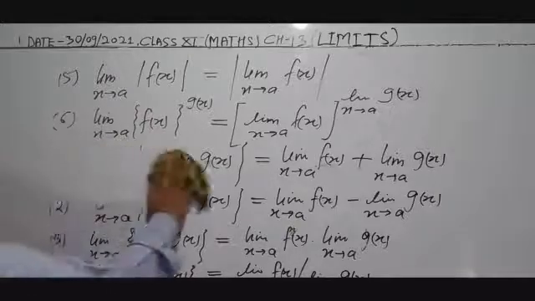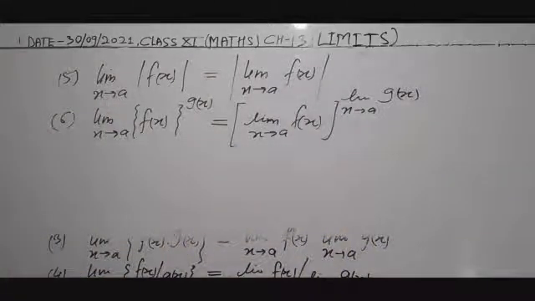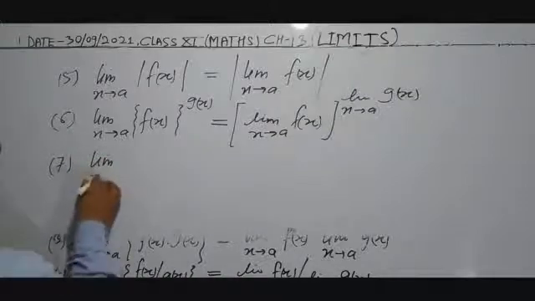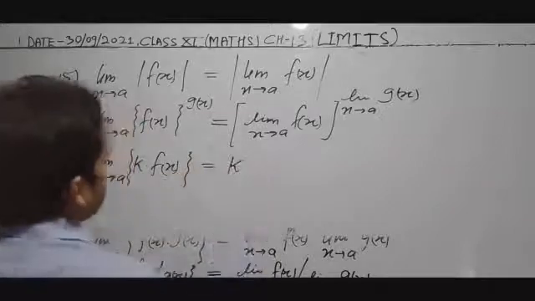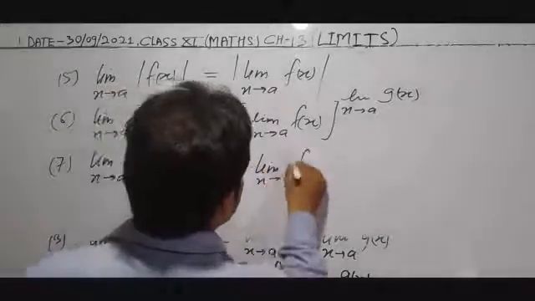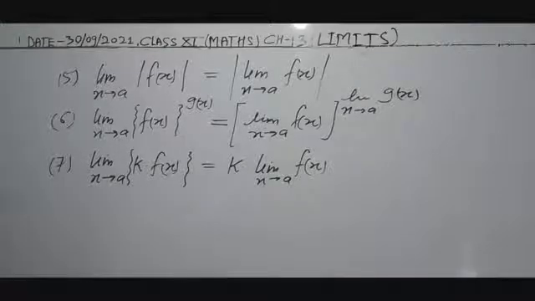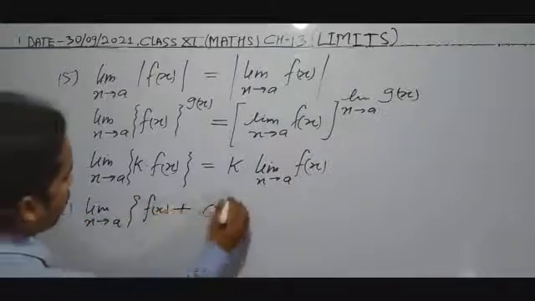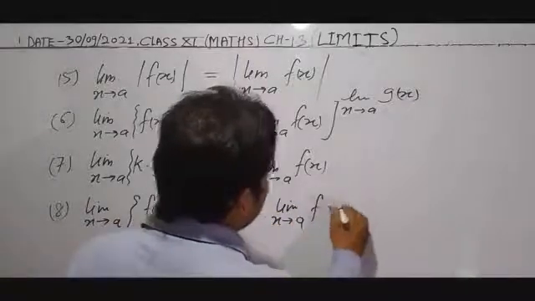Now formula number 7 is limit x tends to a of k times f(x). You can write k times limit x tends to a of f(x). Now formula number 8 is limit x tends to a of f(x) plus c is equal to limit x tends to a of f(x) plus c.